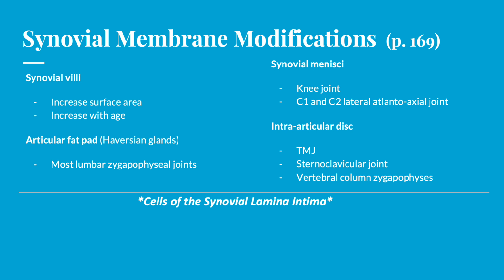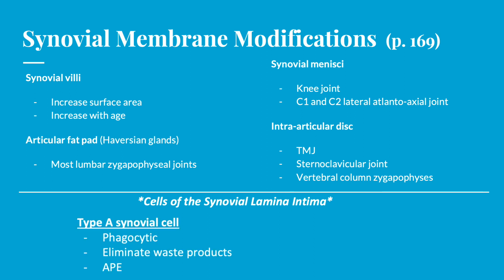Then you also want to know about the different types of cells that make up the synovial lamina intima. Intima means intimate, so it's the inner layer of the synovial membrane. It's a single cell layer thick, and these cells have different functions, so you want to know what they are. Type A are phagocytic, and they eliminate waste products.